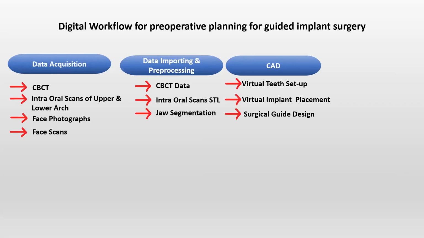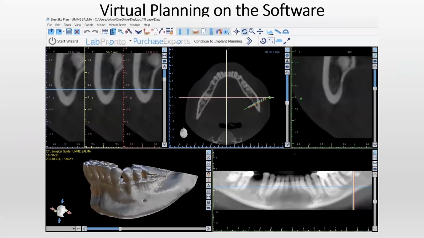Once the designing is done, we move on to the CAM, that is computer aided manufacturing. Here, the designed aspect is either milled or it can be 3D printed. So two options are there in this. This is how we move on to the virtual planning on the software.